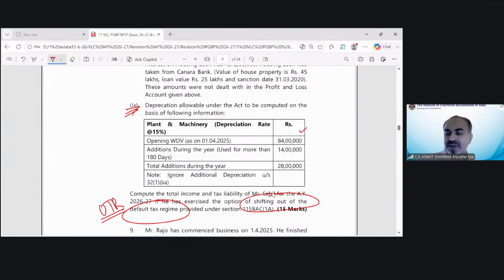Additions during the year, very interesting point. Additions during the year used for more than 180 days is 14 lakh. Total additions during the year is 28 lakh. Ignore additional depreciation.